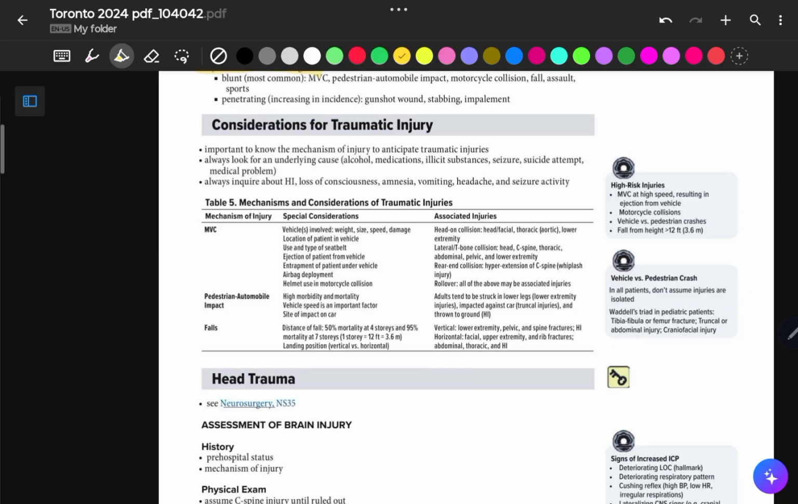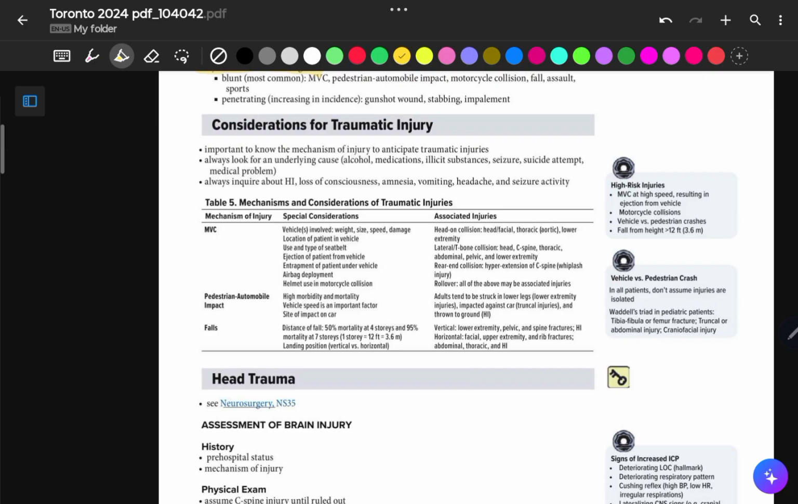So consideration for traumatic injury: it's important to know the mechanism of injury to anticipate the trauma injury. So always look for an underlying cause. Was the patient on alcohol? Were they medicated? Did they overdose maybe? Were they using any illicit substances? Were they having seizures? Was there any suicide attempt or any medical problem? So always look for that.